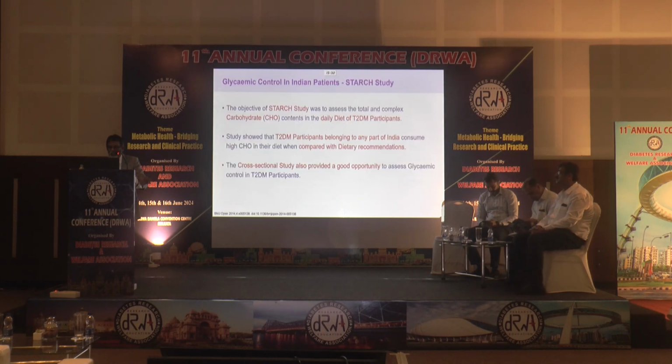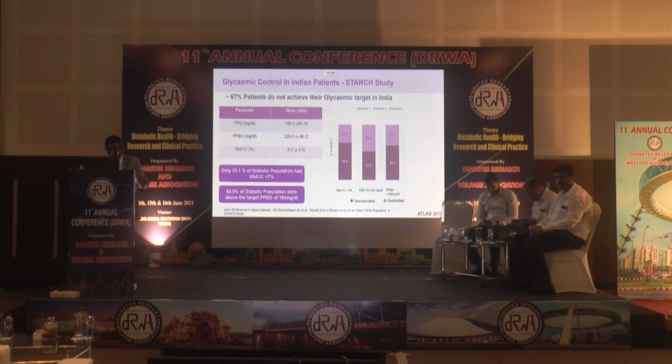This study, conducted by Shashank Joshi et al., assessed the total and complex carbohydrate content. The cross-sectional study also provided a good opportunity to assess glycemic control in patients with type 2 diabetes. The data clearly show that nearly 67% of the patients do not achieve the glycemic targets in India. Kindly look into the fasting plasma glucose, postprandial plasma glucose, and A1C.